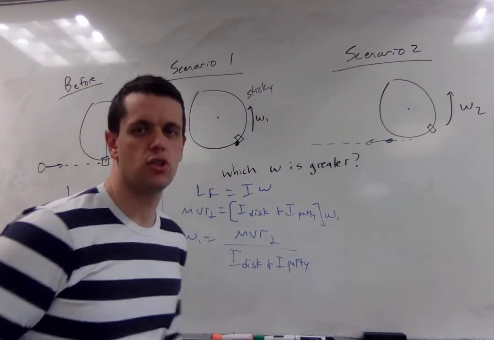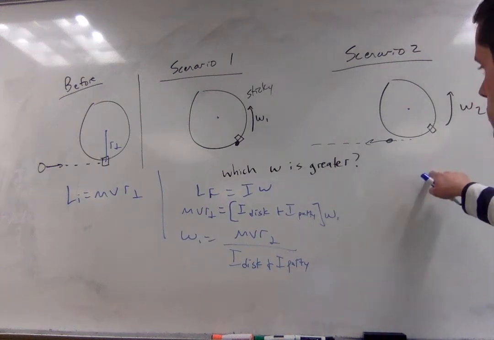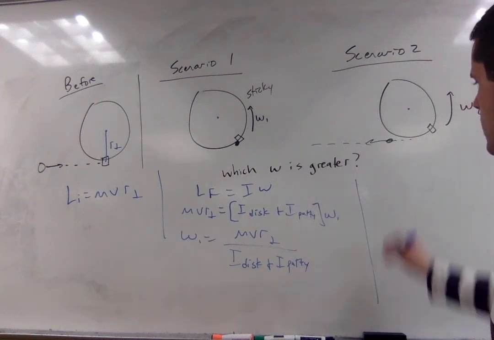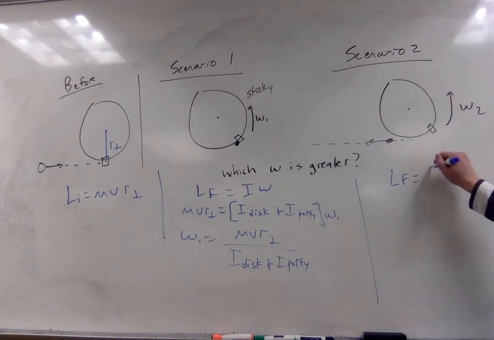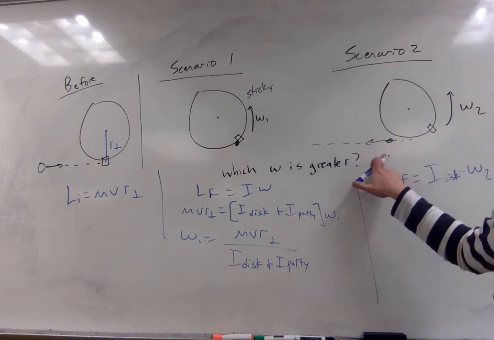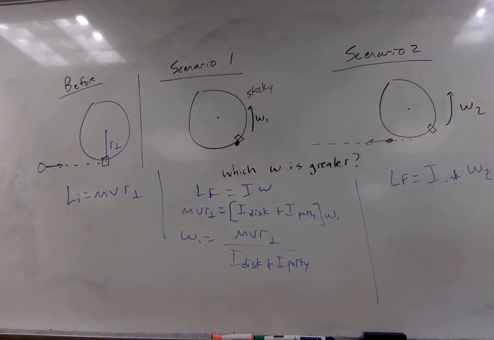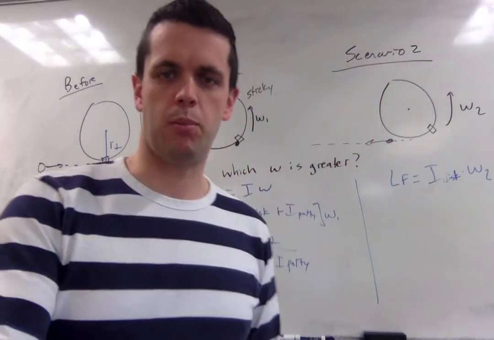Now, do you have to do this? No, but it helps to do it in order to find your comparison. For scenario 2, okay, it bounces off. So L final is going to be the I omega of the disk. So it's going to be I disk times omega 2 minus this m v r. Okay, it's really plus m v r, but the v is going to be negative because it's flipped around.